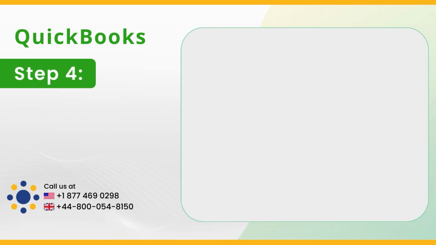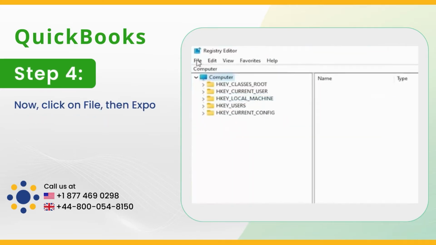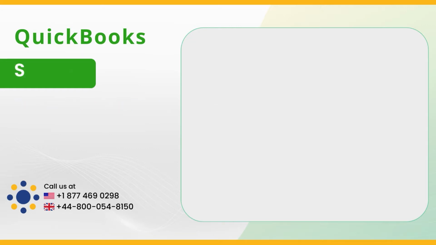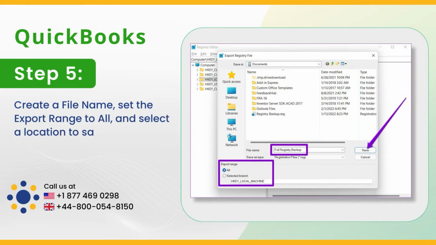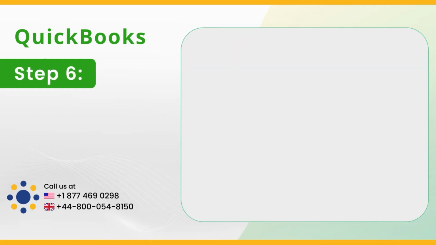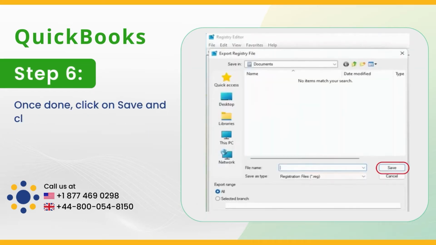Step 4. Now, click on File, then Export. Step 5. Create a file name, set the export range to All, and select a location to save the backup. Step 6. Once done, click on Save and close the window.